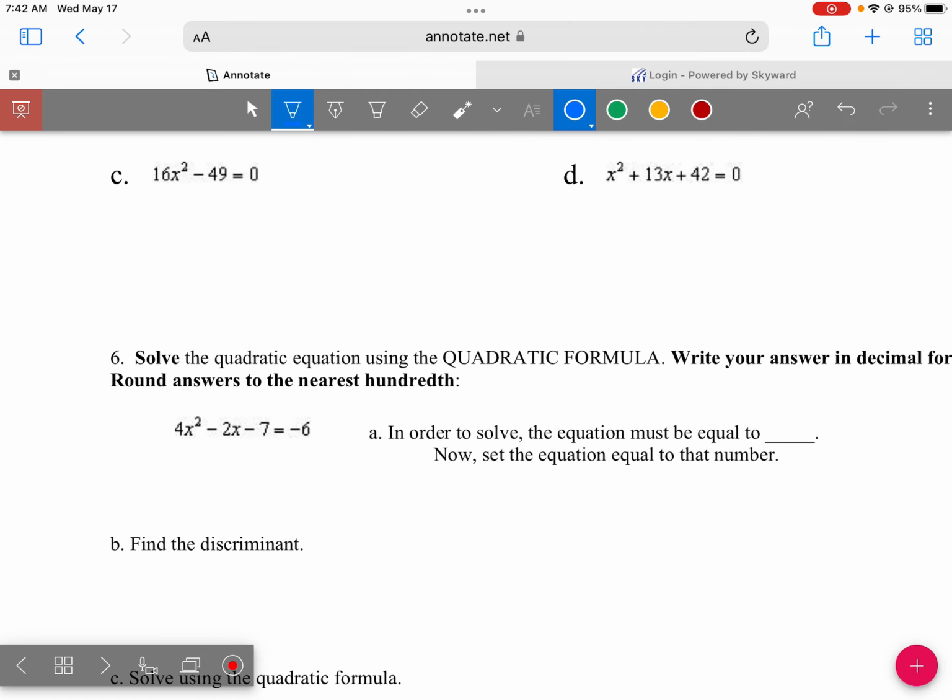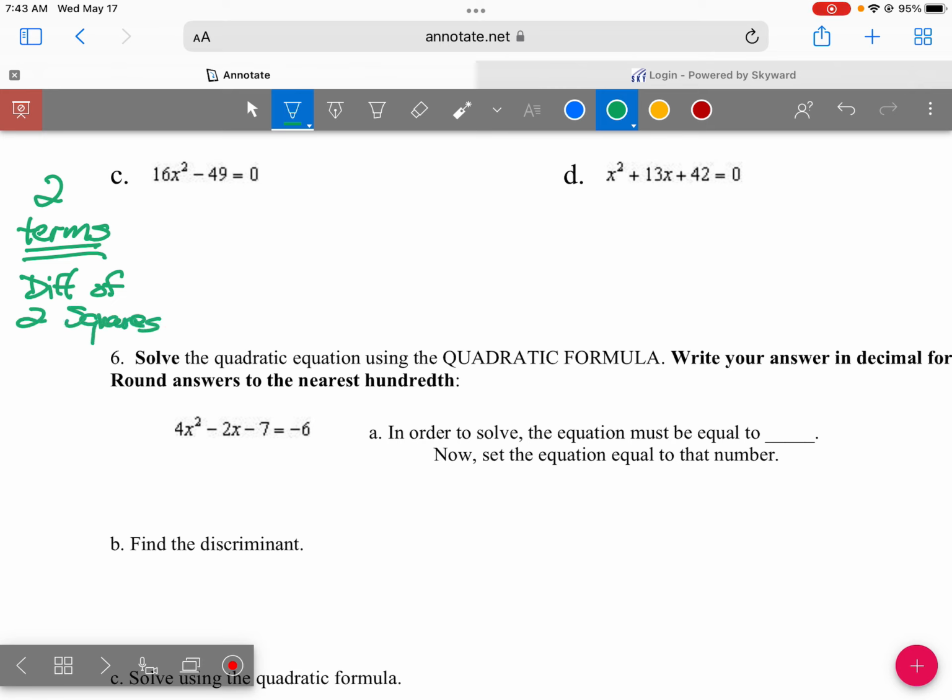All right, take a look at C. How many terms do you see? How many terms do you see there? 2. What do you notice about these terms, if anything? 16. What about 16? Is that a perfect square? Is x squared a perfect square? Is 49 a perfect square? Yeah, so this is that difference of 2 squares.